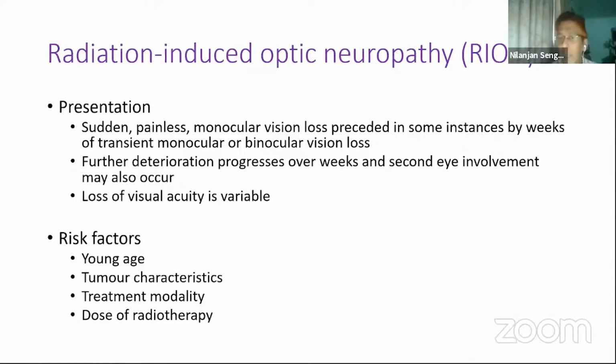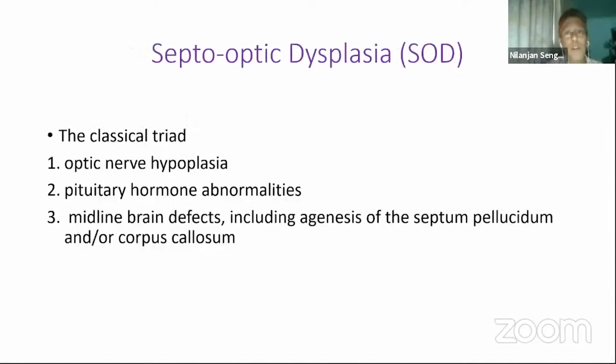Further deterioration can progress over weeks, and if it starts as a monocular visual loss, that can end up in a binocular visual impairment. And the loss of visual acuity is variable. What are the risk factors? Young age, the treatment modality, and the dose of radiotherapy. So what treatment means, what type of radiation you are using, that is also important, and what is the dose of that radiation, both are important.